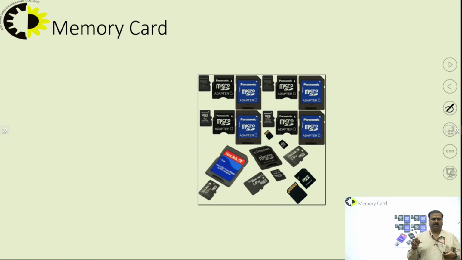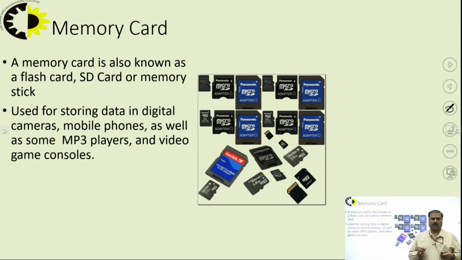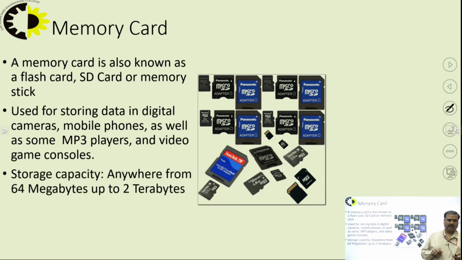These cards can be read using a card reader, either inbuilt or external. They are known as flash cards or SD cards. Sometimes they are also called memory sticks, and they are used to store data like photos in the case of a camera, songs in an MP3 player, and video game consoles can also have data. Even our cars can have some data being used through these memory cards. The storage capacity of these memory cards is also from 64 MB to 2 TB.